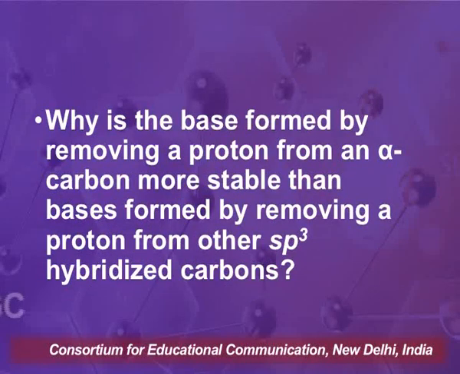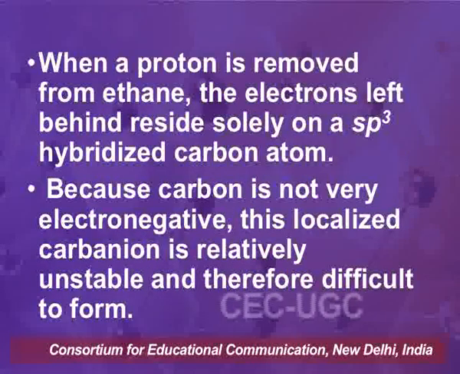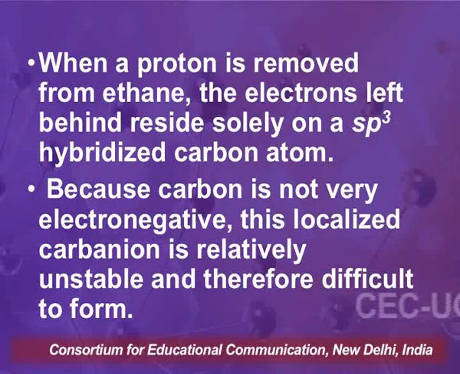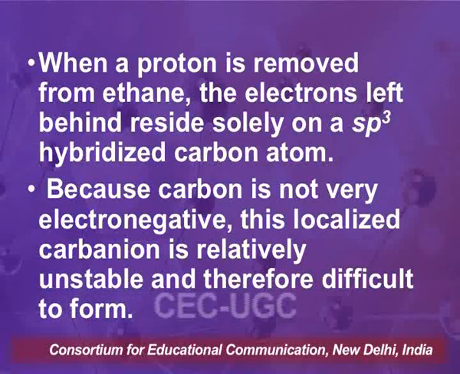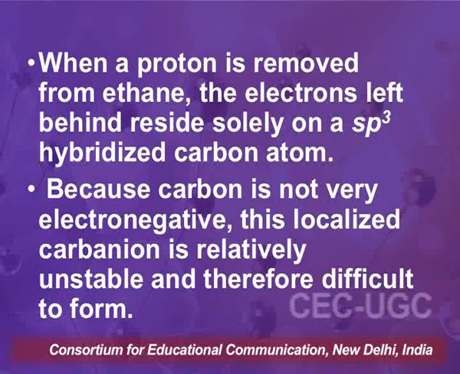So why is the base formed by removing a proton from an alpha carbon more stable than bases formed by removing a proton from other sp3 hybridized carbons? The reason is, when a proton is removed from ethane, the electrons left behind reside solely on the sp3 hybridized carbon atom.